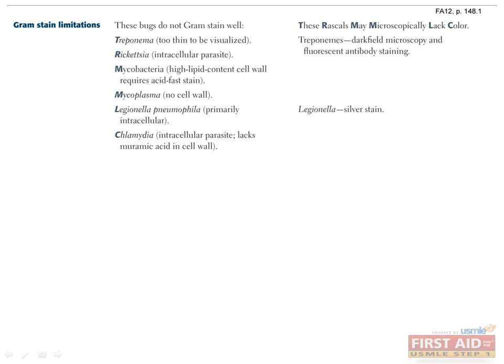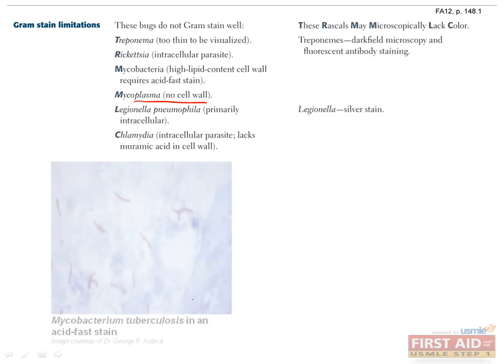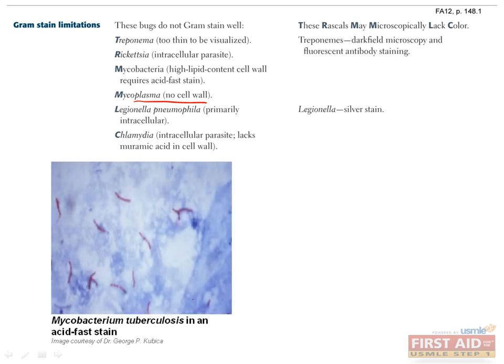We already mentioned Mycobacterium and Mycoplasma. Mycoplasma cannot be stained because it has no cell wall. Mycobacterium cannot be gram stained, but it can be stained with the acid-fast method, which takes advantage of the high lipid cell wall content of Mycobacterium.